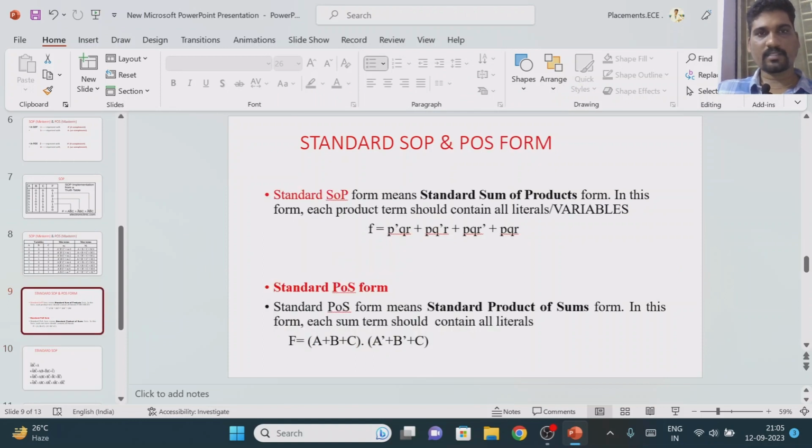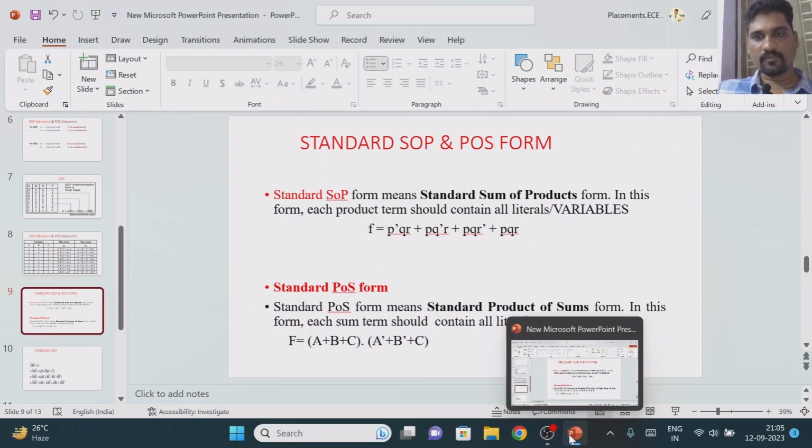Alright. In the next class we will try to see what is the meaning of standard SOP form and standard POS form. Thank you.